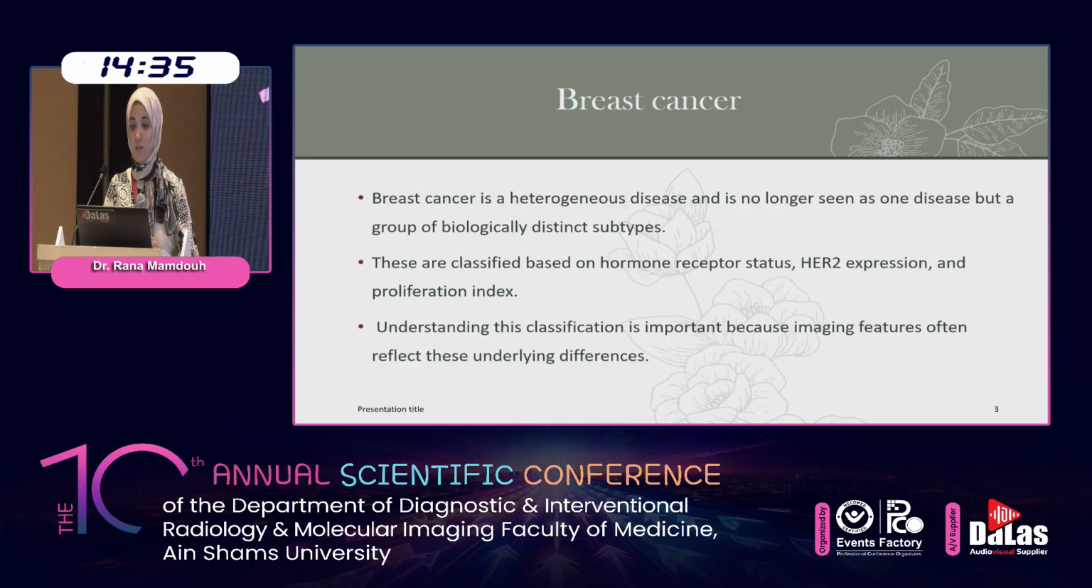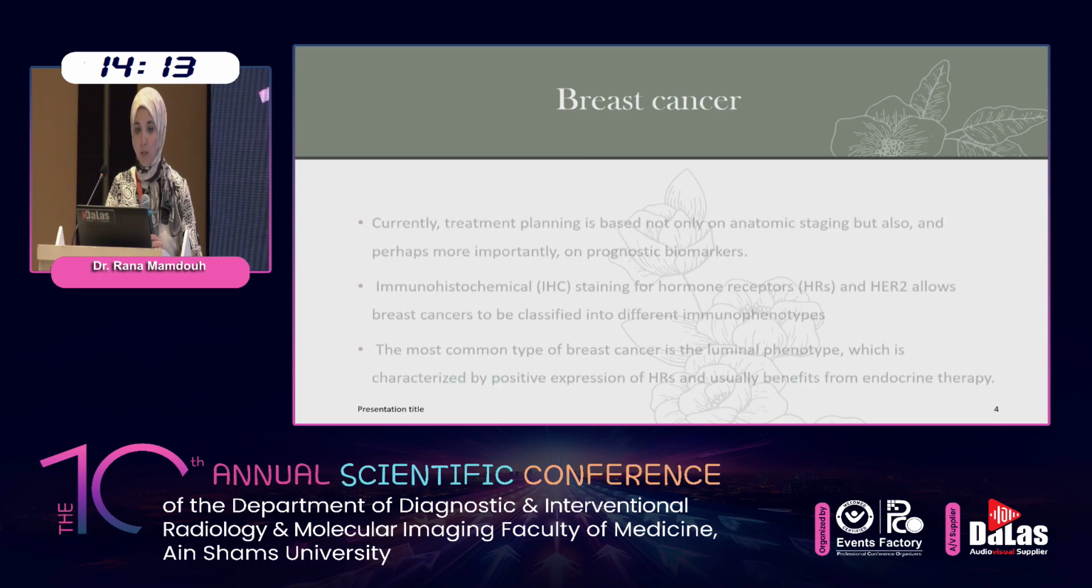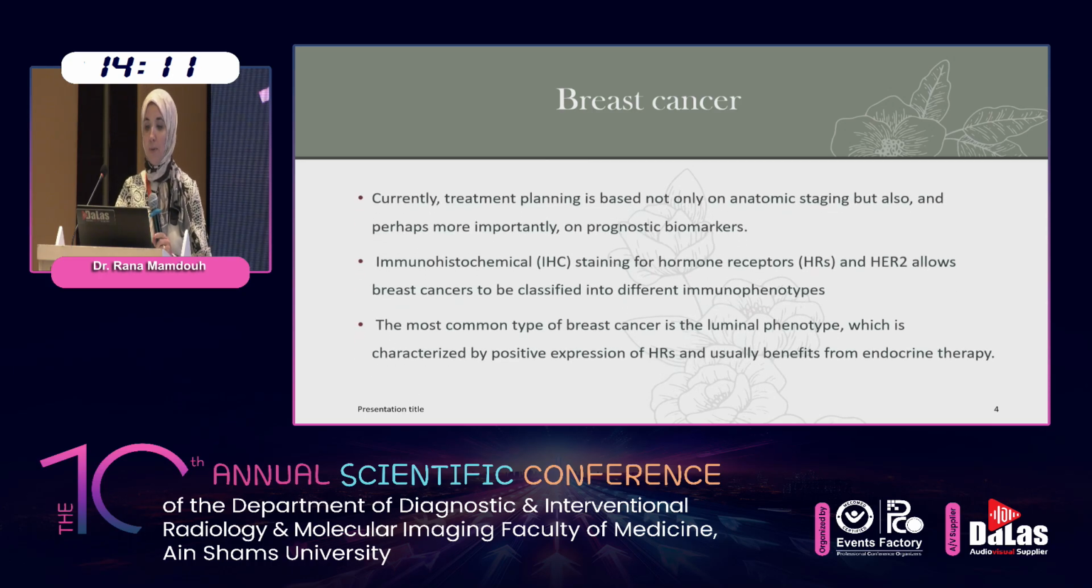Breast cancer is a heterogeneous disease, and it is no longer seen as one disease, but as a group of biologically distinct subtypes. These are classified based on hormone receptor status, HER2 expression, and proliferation index. Understanding this classification is important because imaging features often reflect these underlying differences. Currently, treatment planning is based not only on anatomical staging, but also, and perhaps more importantly, on prognostic biomarkers.